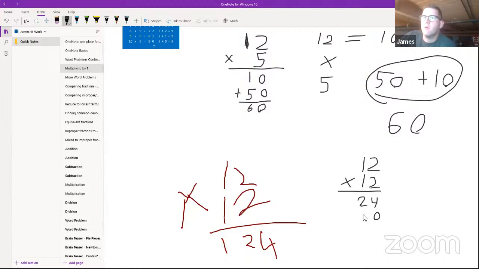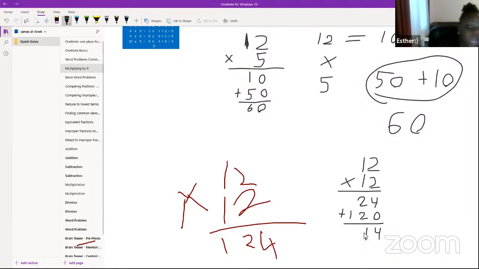So 1 times 2 is 2, and 1 times 1 is 1. And we add these two numbers together. And that gets us 144.